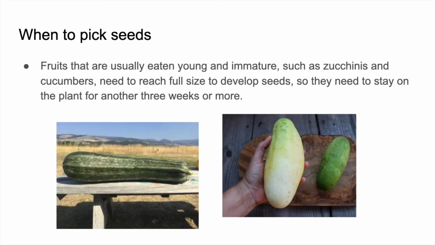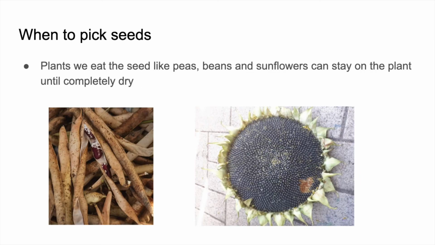Fruits that are usually eaten young and immature, such as zucchinis and cucumbers, need to reach full size to develop seeds. So they need to stay on the plant for another 3 weeks or more. And as you can see, they look quite different. So the cucumber on the right is quite a bit bigger than you would normally see. And then same for the zucchini. Plants with dry seeds, like peas, beans, and sunflowers, can stay on the plant until completely dry.